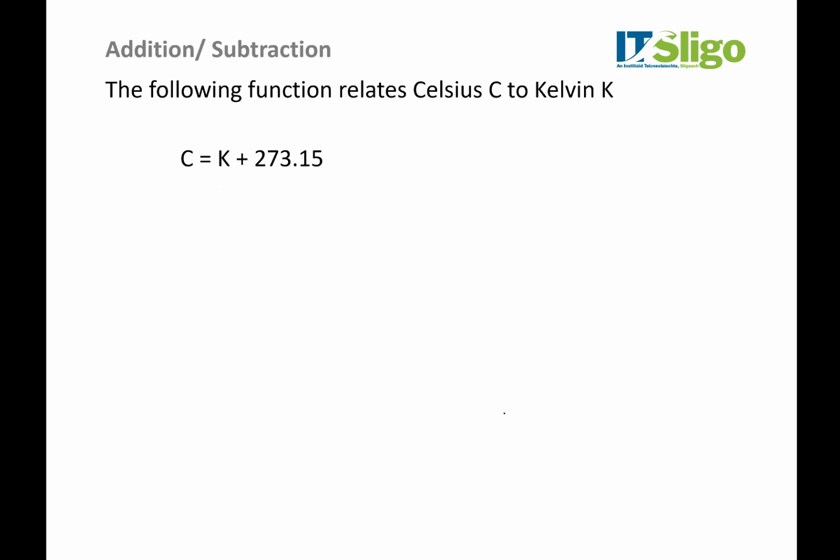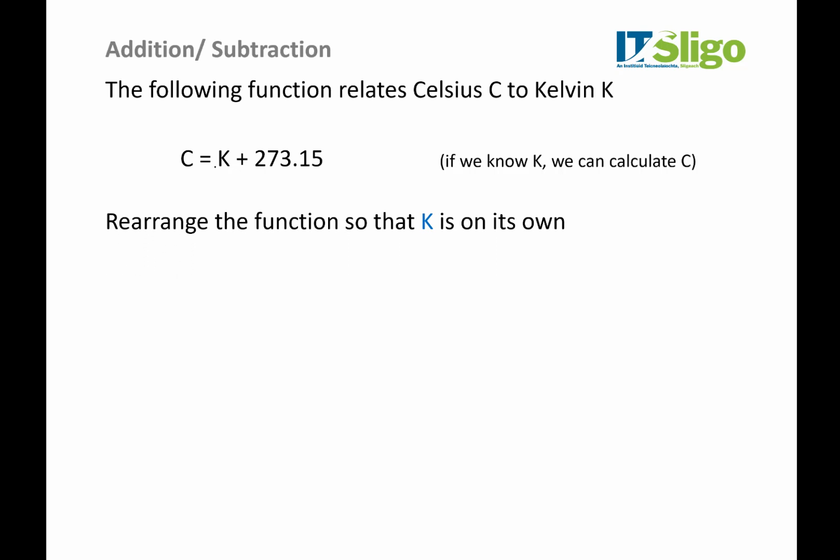So here we have a function which relates Kelvin and Celsius. It's very important to understand here, guys, Kelvin is the input. If I know Kelvin, then I can calculate Celsius. So Celsius will be the output of this process. So we'll start to define that now. This becomes very important in next semester. So we want to arrange the function so K is on its own. We want to make K the subject.